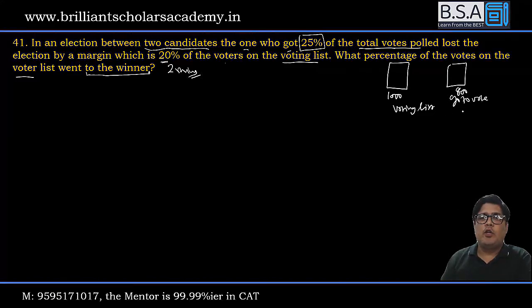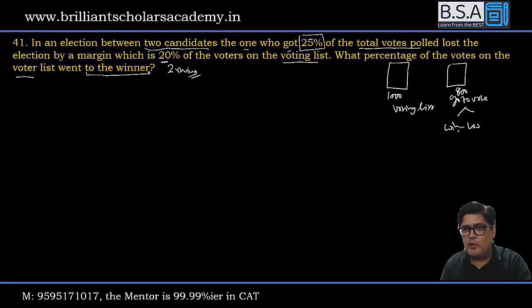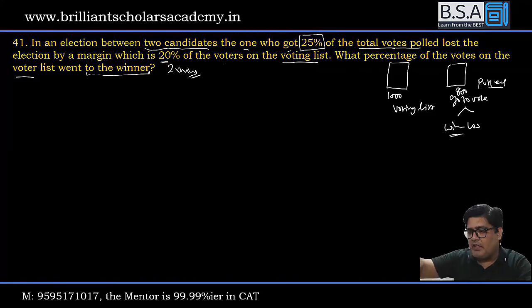So when there is a winner and loser, the vote count is between winner and loser. The winner and loser will together get 800 votes. Those are voters who cast their vote, those votes were polled. These people went to the voting station and put their vote. Those votes were polled. Total votes are 1,000. There are two different lists. One is the voting list, one is the list of polled voters.